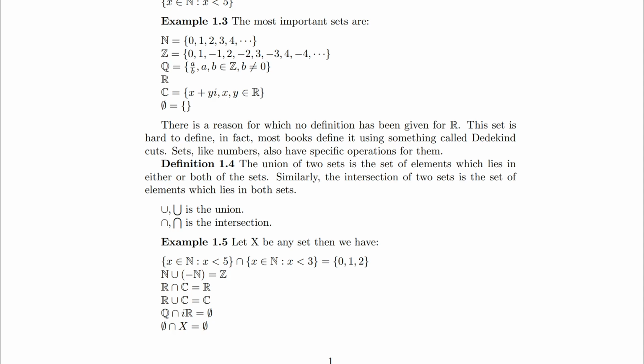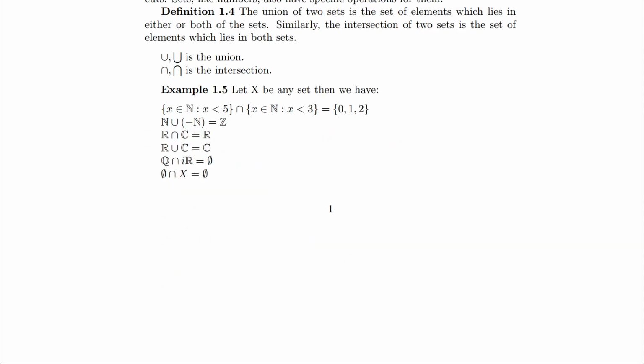Here, for the next one, we also have a strange symbol, which is iR, which represents those numbers created by multiplying the imaginary number by the real numbers. In other words, all the imaginary numbers. The intersection between the rationals and the imaginary numbers is actually 0, despite the fact that it says there the empty set.